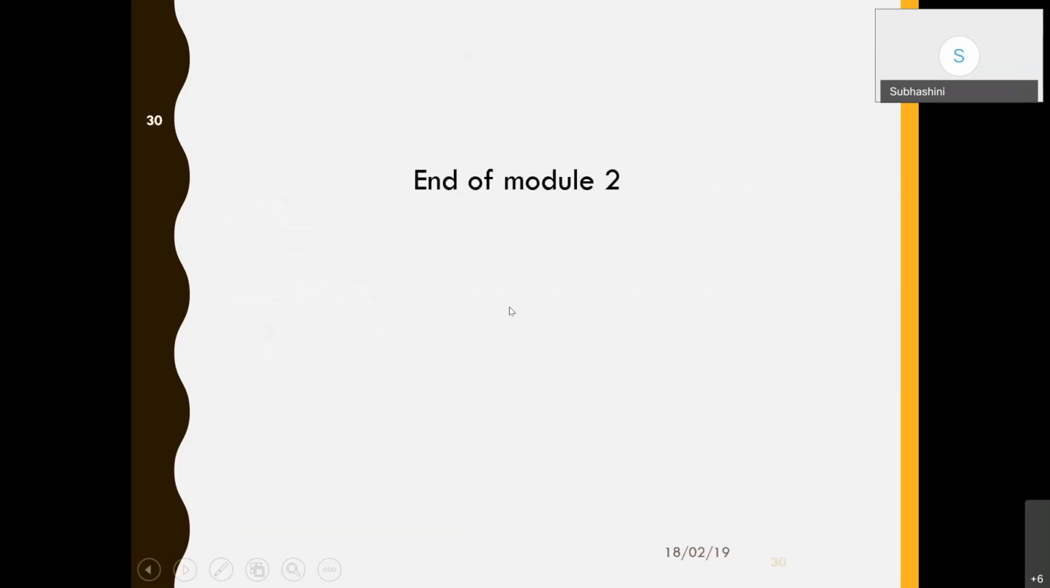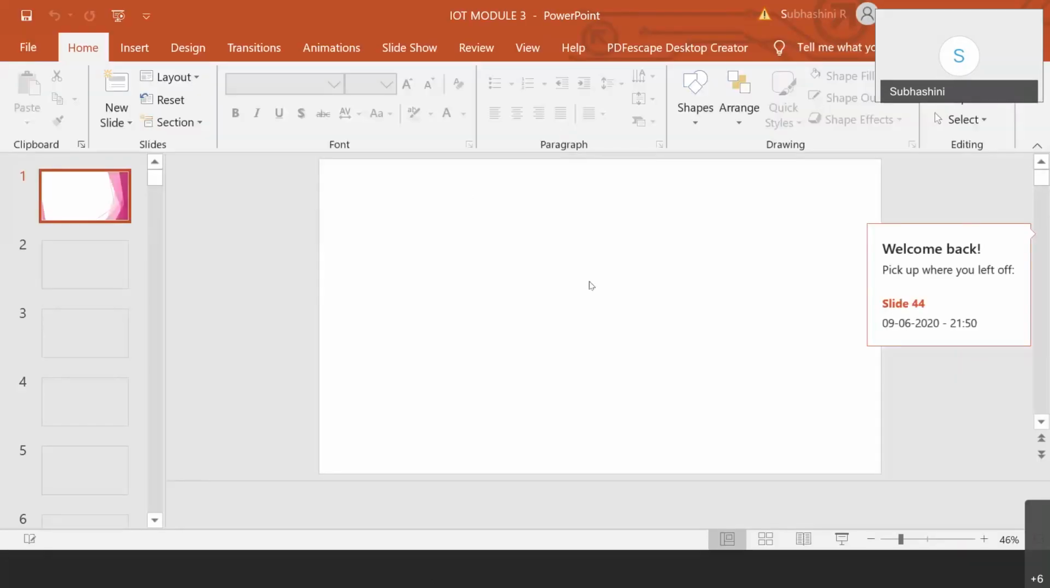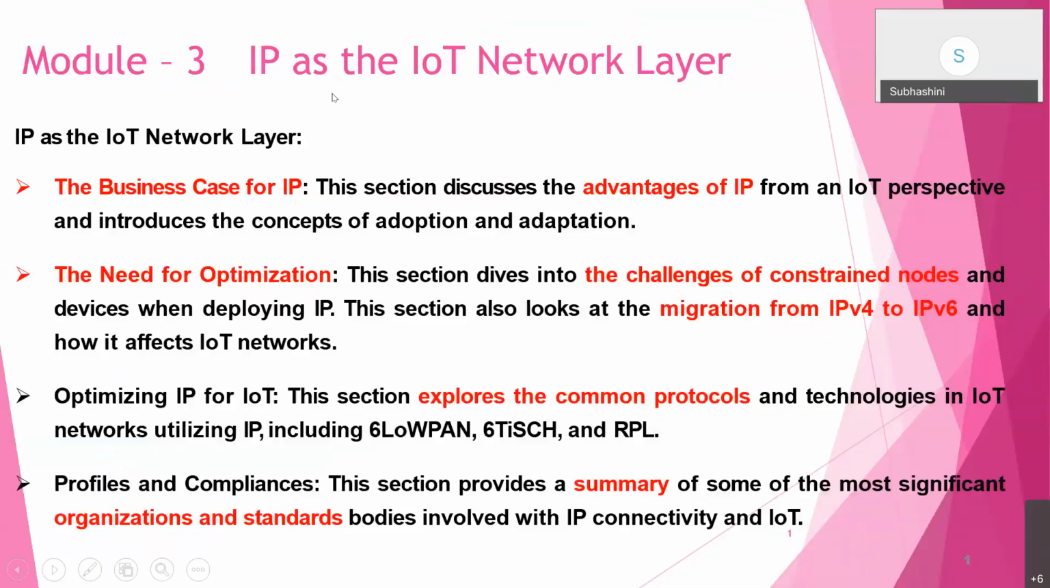This part is nothing but the complete smart objects description with all these components, sensors, actuators. Then you had smart description. Then you had SANETs, followed by wireless networks, right? Now, the next module, which is module 3, standing for IP as IoT network layer.